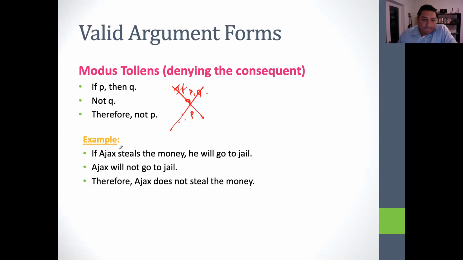Okay, so now here's an example of it. If Ajax steals the money, he will go to jail. Ajax will not go to jail. Therefore, Ajax does not steal the money. So notice you have the conditional, right? And then the second premise is a denial of the consequent, which is he will go to jail. So it says he will not go to jail here. And then you can go on to conclude that he will not steal the money. That you can go on to deny the antecedent.